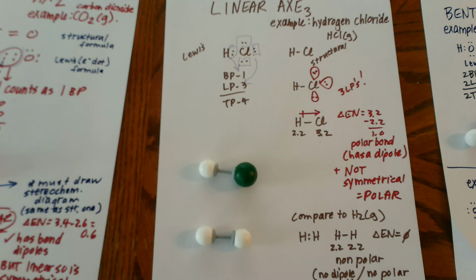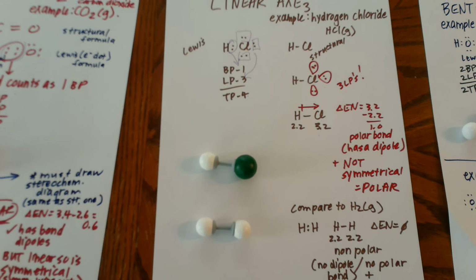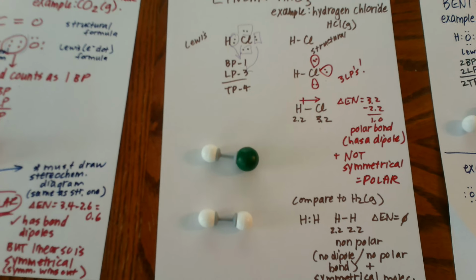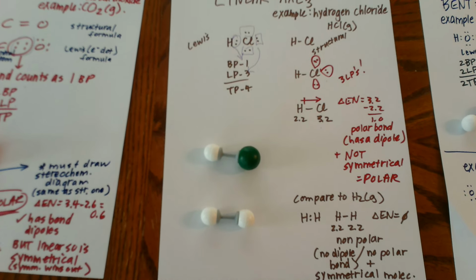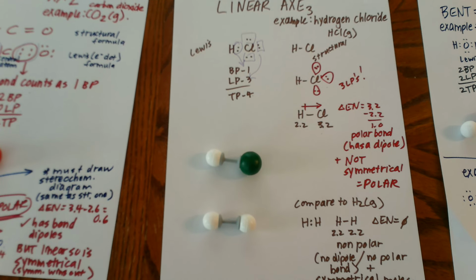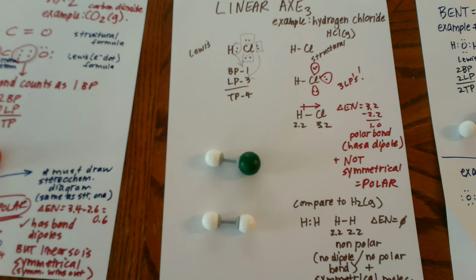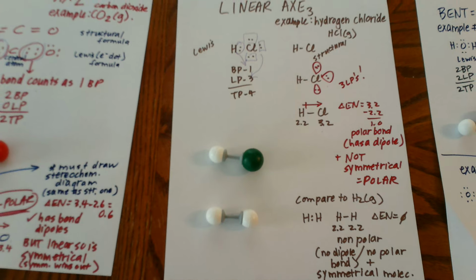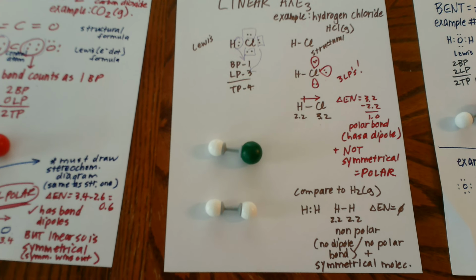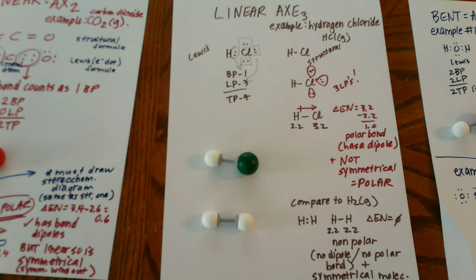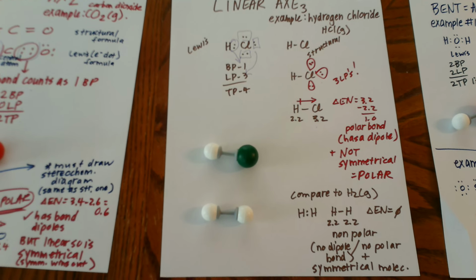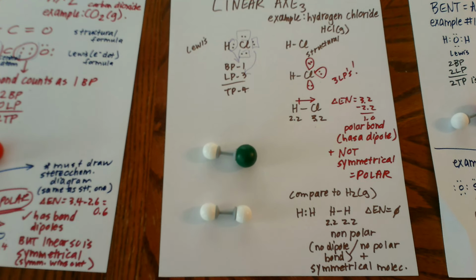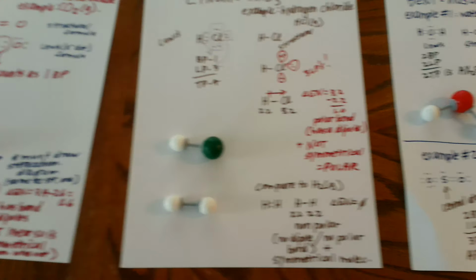There are 2 atoms, but the HCl is going to be polar. The hydrogen is not. Why is that? Because the HCl has a polar bond, has a dipole, and it is not symmetrical. 2 different atoms makes it a polar molecule. Compared to hydrogen, no electronegativity difference. It is symmetrical. That is a non-polar molecule.